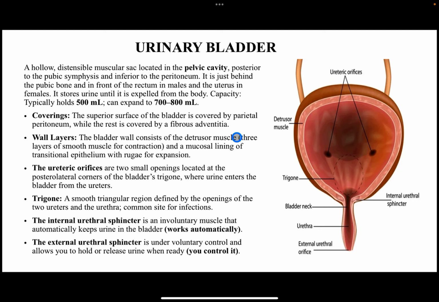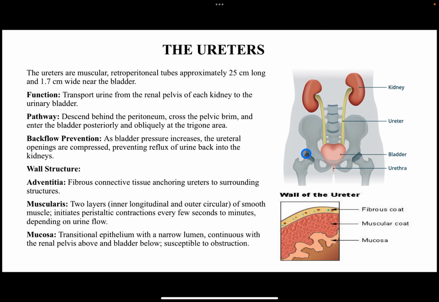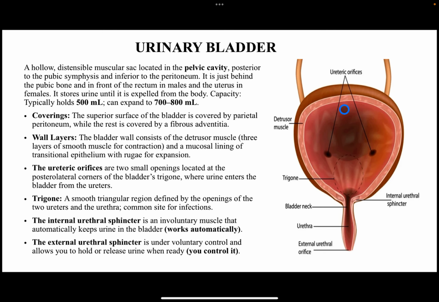The bladder wall consists of the detrusor muscles, which are 3 layers of smooth muscle, and then the mucosal lining of transitional epithelium with rugae for expansion. Anywhere we have rugae in the mucosa, the rugae allow for expansion of that tissue or cavity. We have the fibrous adventitia, just the same as covering the ureters. Just that for the urinary bladder, the outermost is the parietal peritoneum. Is that okay? Good.